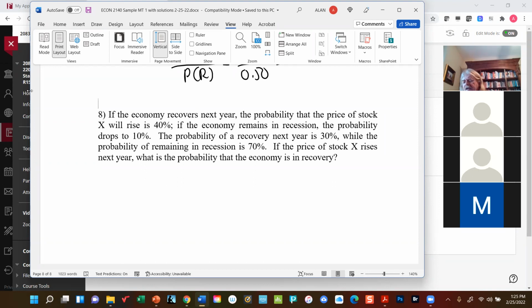So how do we visualize this? Well, we have a sample space, and the sample space is broken up into recovery and recession. Okay, how can you tell? Because those probabilities add up to 100%. So let's draw a little picture.